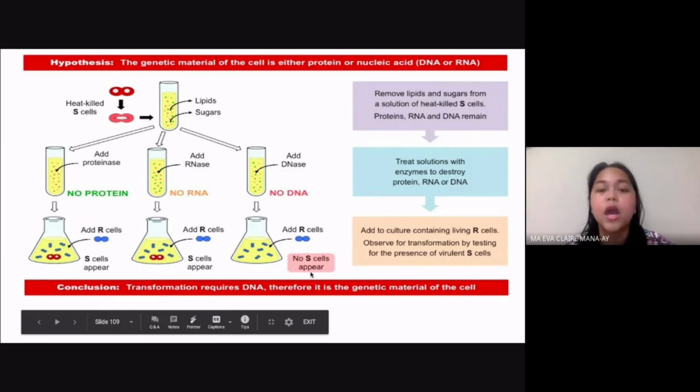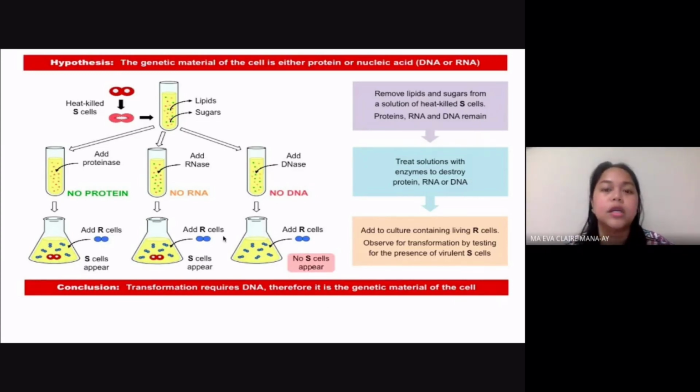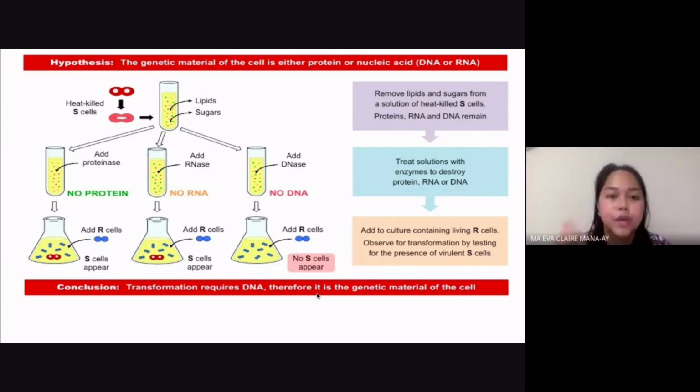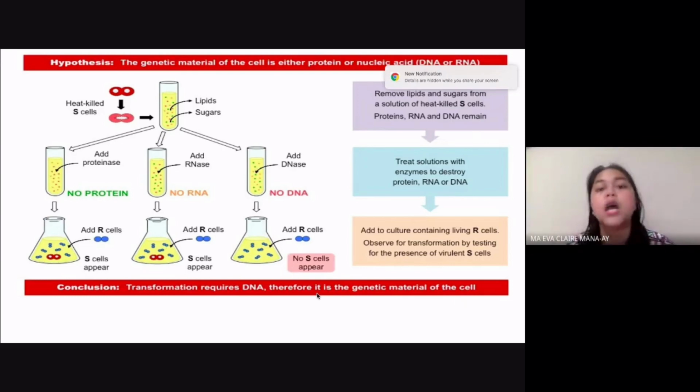And so he concluded that transformation requires DNA. Therefore, the genetic material of the cell is actually DNA. So Oswald Avery was able to pinpoint that genetic information is transferred by DNA, not by protein and not by RNA. That was a breakthrough in the study of heredity during his time.